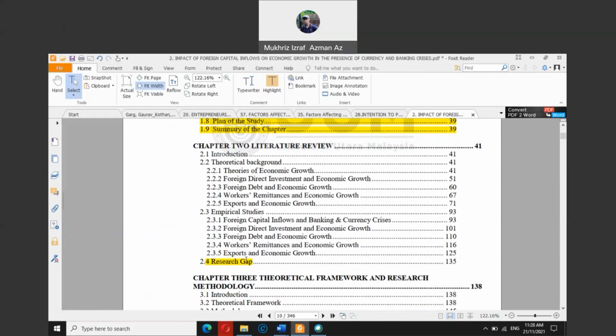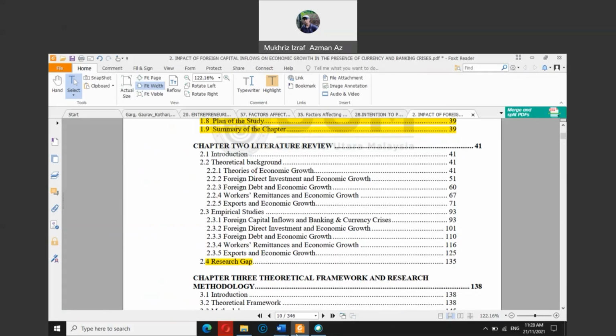Maybe for PhD, yes, you need to focus more on what is the gap in the literature, where your study actually contributes. But for undergraduate level or even at master's level, it's sufficient that you only have the first 2 parts: the theoretical background and also the empirical studies.